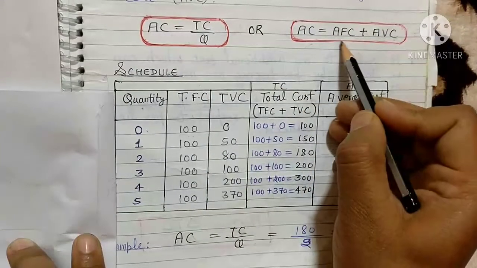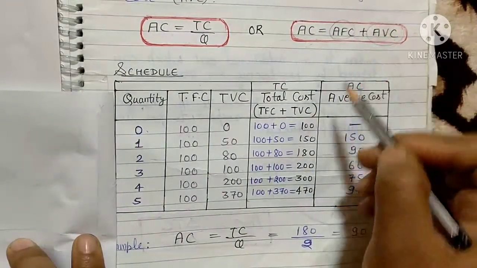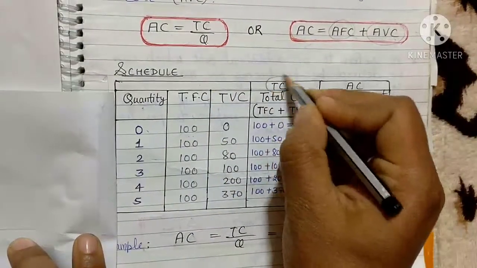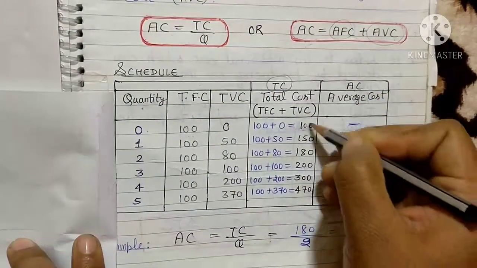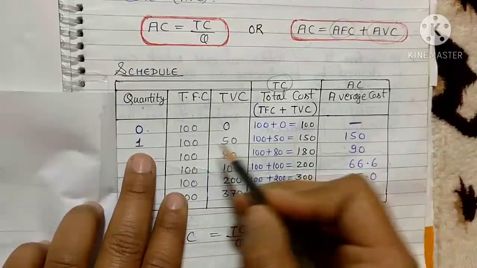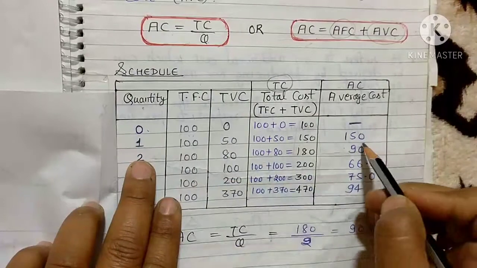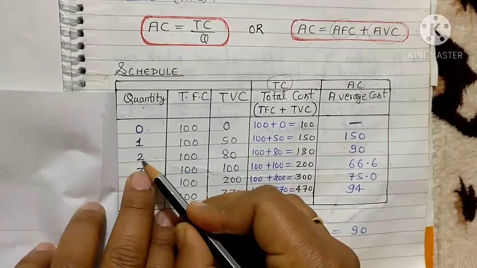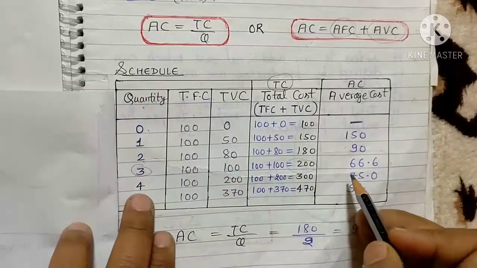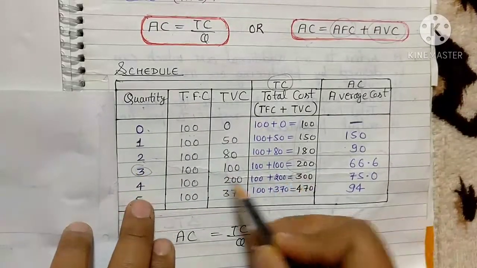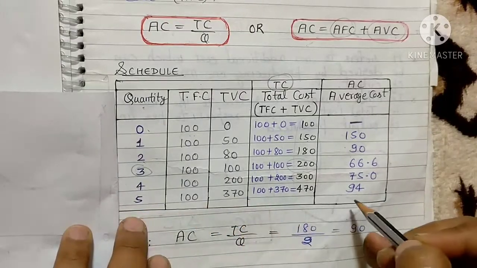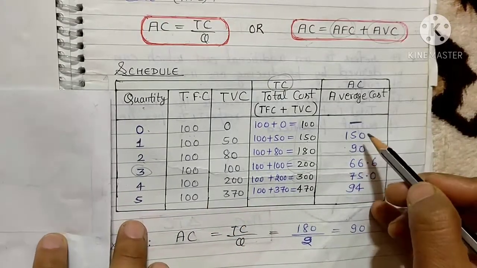Here we are not given AFC and AVC, so we can find AC by this formula, TC divided by Q. TC is this one, these all are TC. Just divide by Q. 100 divided by 0 is dash, because it is not possible. 150 divided by 1, 150. 180 divided by 2, 90. 200 divided by 3, so it will come 66.6. Then 300 divided by 4, 75. And 470 divided by 5, it comes 94. So in this way we can find our average cost.